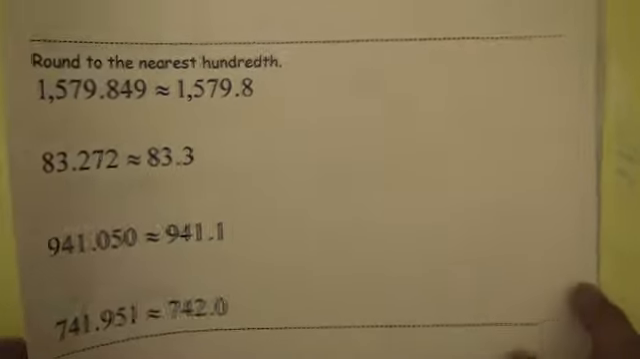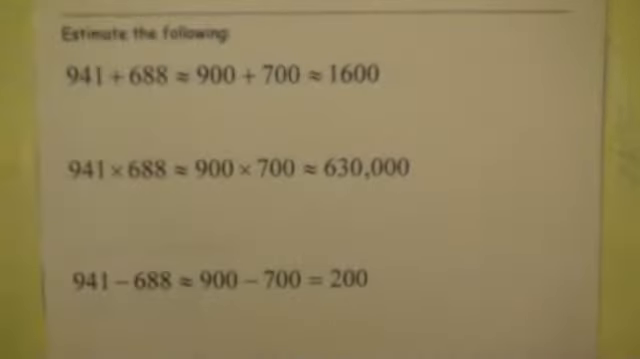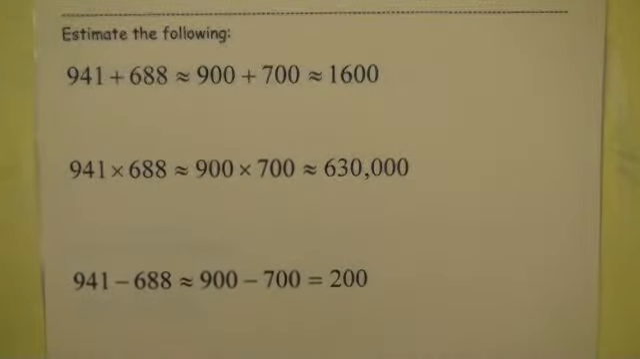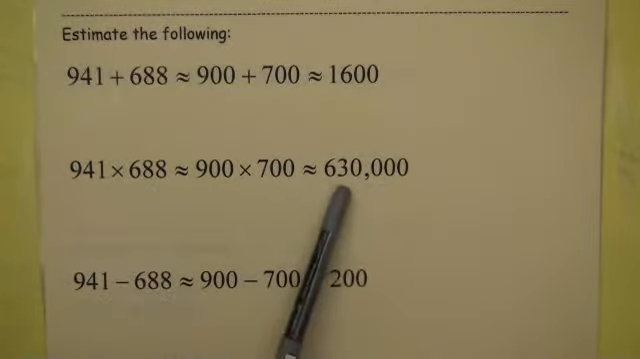All right? Next one, estimate the following. Well, since we're estimating, we're going to go ahead and round beforehand, then add up. So we're going to call this about 900, about 700, add it up, get 1600, and so on for the other two. So 900 plus 700 is about 1600. This is, again, 900 times 700, which is about 630,000.